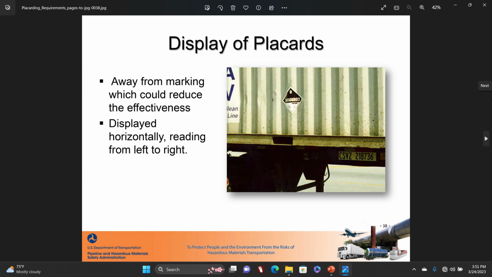They cannot be duct taped. You're affecting the placard's effectiveness by covering it up with duct tape. They must be displayed horizontally, reading from left to right. You see the corrosive placard that's upside down.